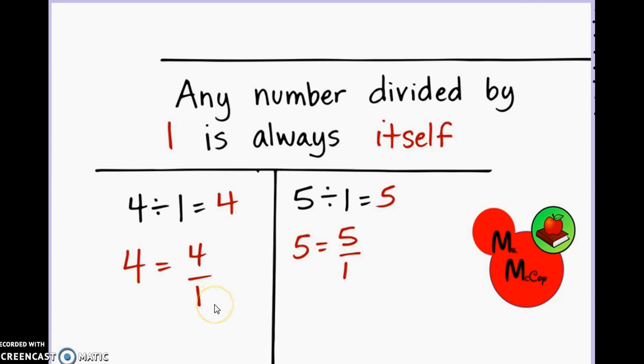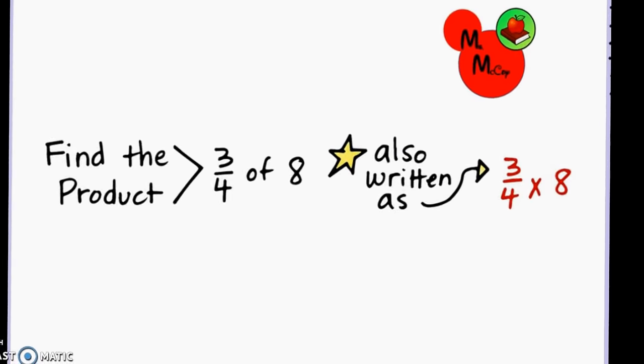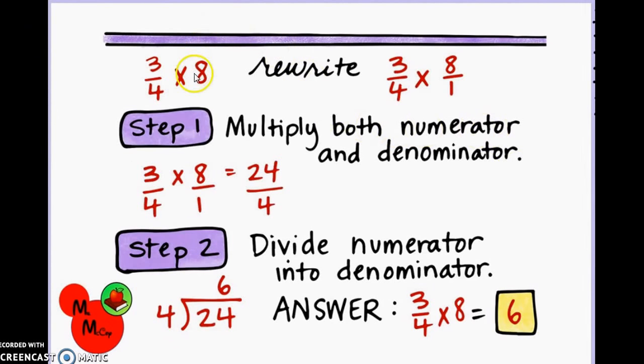4 equals 4 over 1. 5 divided by 1 equals 5, or 5 equals 5 over 1. Okay, when you have a problem that says 3/4 of 8, that can be written as 3/4 times 8. Okay, and 3/4 times 8 can be rewritten as 3/4 times 8 over 1.